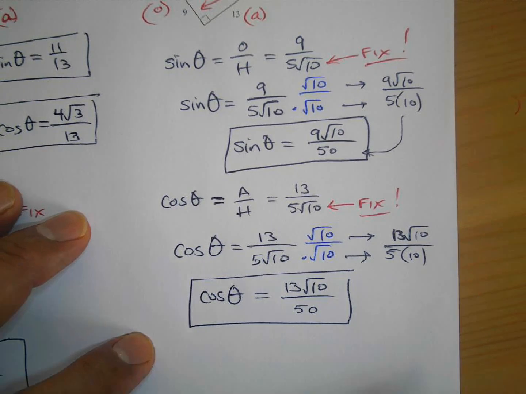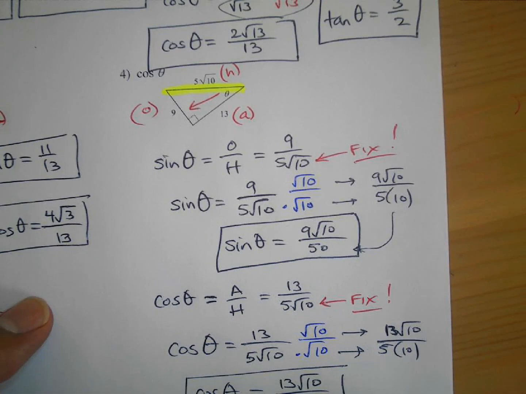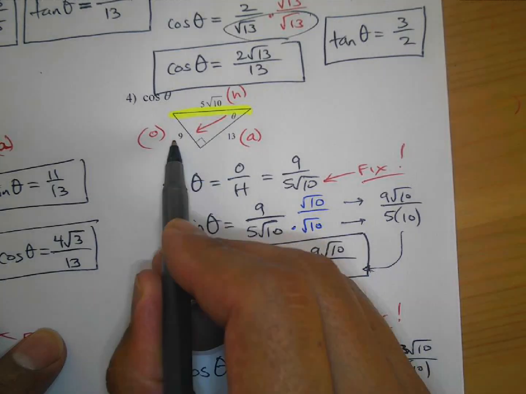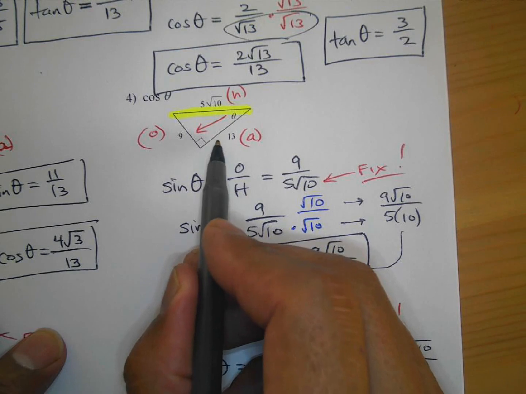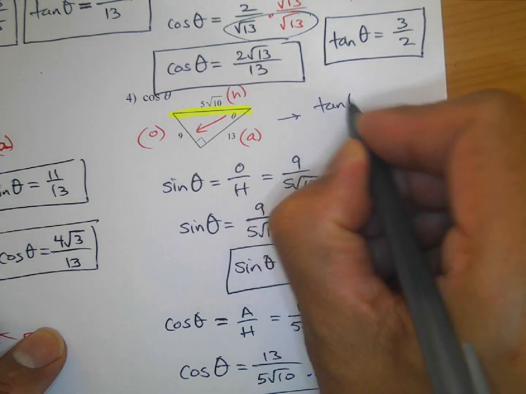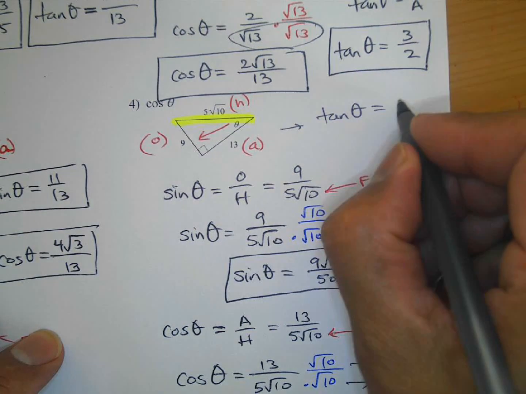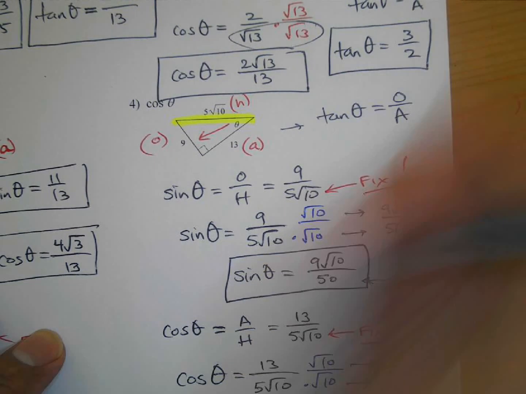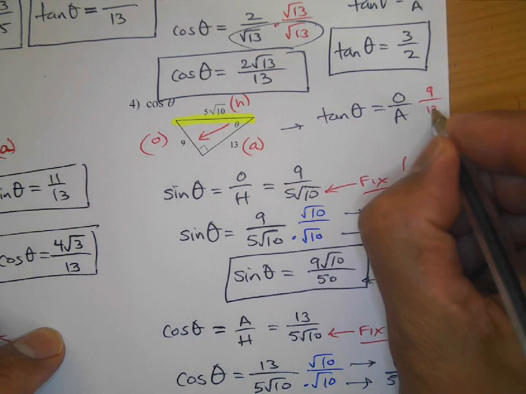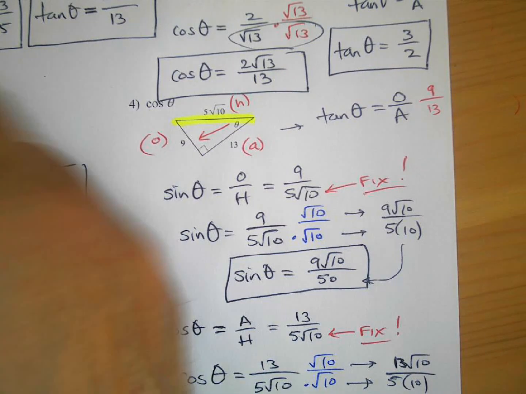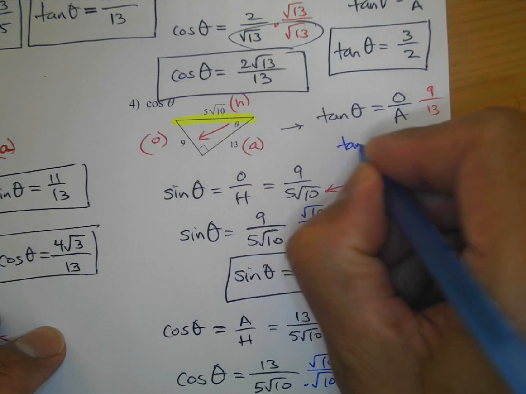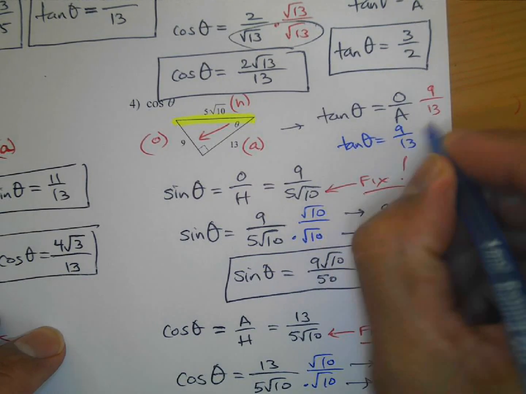We did sine, we did cosine. What about tangent? Remember, do all three. Tangent is what? Opposite over adjacent. Oh, we just got whole numbers. You know what? Let me just do it here. Tangent is TOA, O over A. Well, the opposite is the 9, and the A is a 13. So guess what? That's it for tangent. Tangent is 9 over 13.